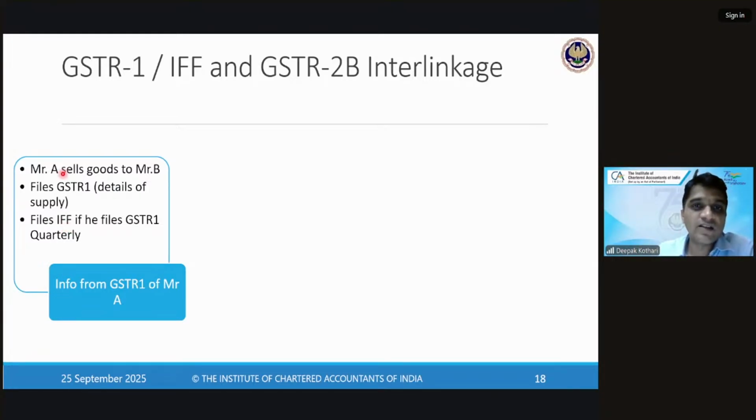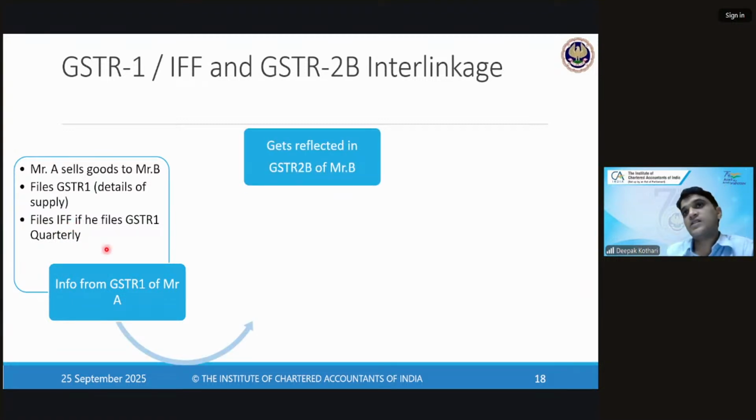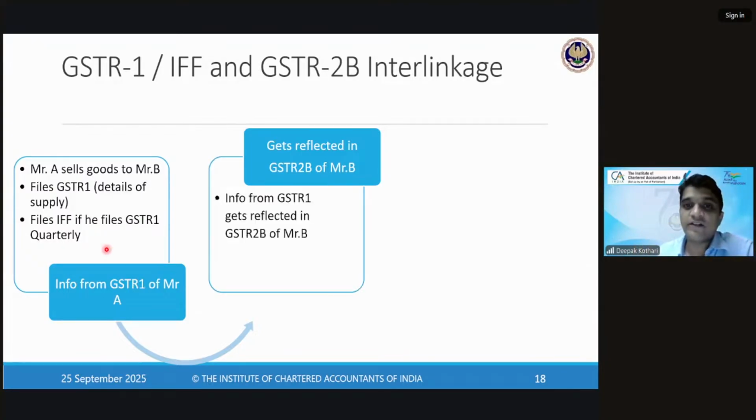So if Mr. A sells goods to Mr. B, if he's a monthly filer, he will file GSTR1. But if he's a quarterly filer, he has an option for any receiver who needs the credit. You can file such invoices in this invoice furnishing facility. Now, once the supplier files either the GSTR1 or the IFF, it will automatically reflect in GSTR2B of the receiver, who is Mr. B. So the information in GSTR1 gets reflected in GSTR2B of Mr. B automatically.